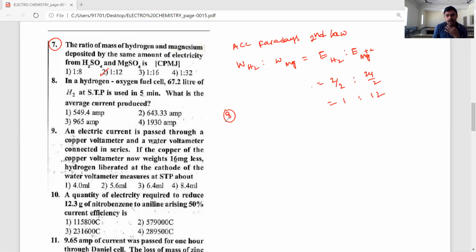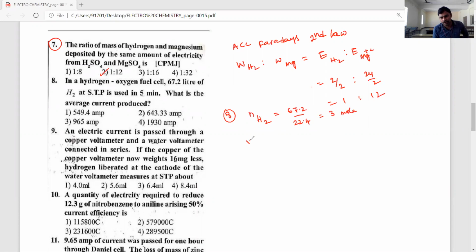In hydrogen and oxygen fuel cells, 67.2 liters of H2 gas is formed. We find the number of moles of H2, later the weight, and after that we use Faraday's first law. Then we need to calculate the current I value. The number of moles of H2 is equal to 67.2 by 22.4 liters, which is nothing but 3 moles.